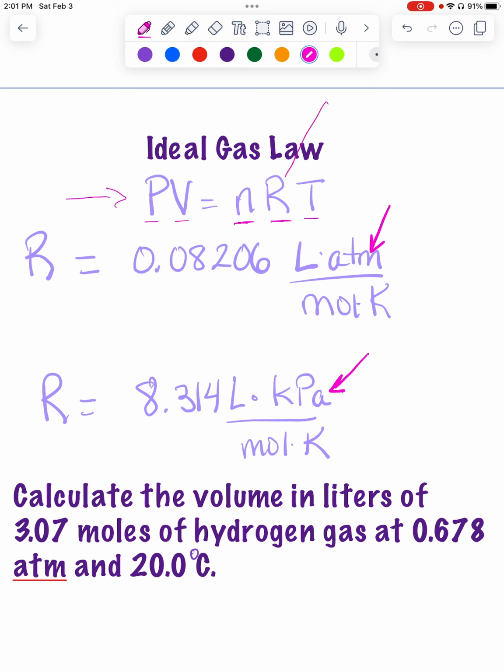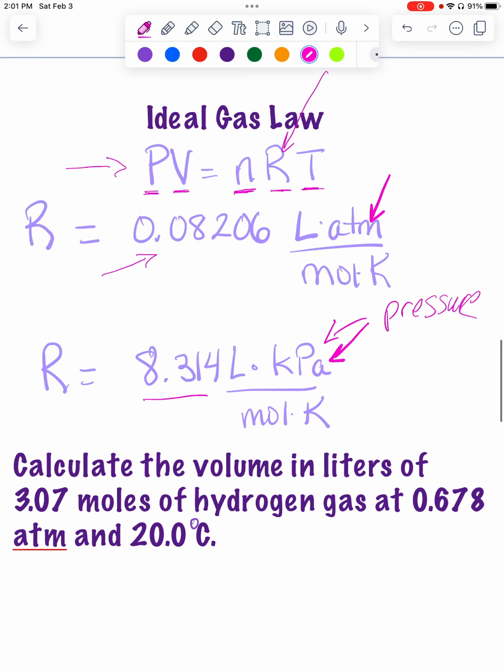There are a bunch of different versions of R, and it really depends on what equation you're putting it in and what all the other labels are. If we have pressure in atmospheres, volume in liters, moles, and temperature in Kelvin, we will use this value. Most textbooks use these units. So 0.08206. Your textbook happens to like kilopascals. If you're using kilopascals for pressure, you would use 8.314. So just pay attention to your labels. Labels will always save you.